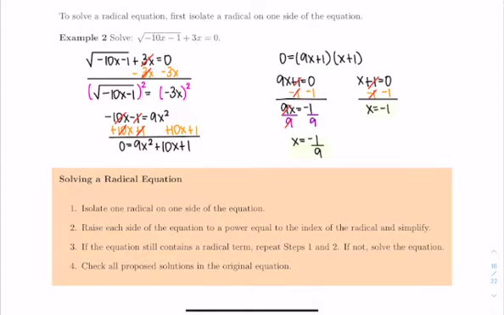Now you need to check both of these solutions in the original equation. When you do check them, they both turn out to give you true statements, so we can keep both of these solutions.